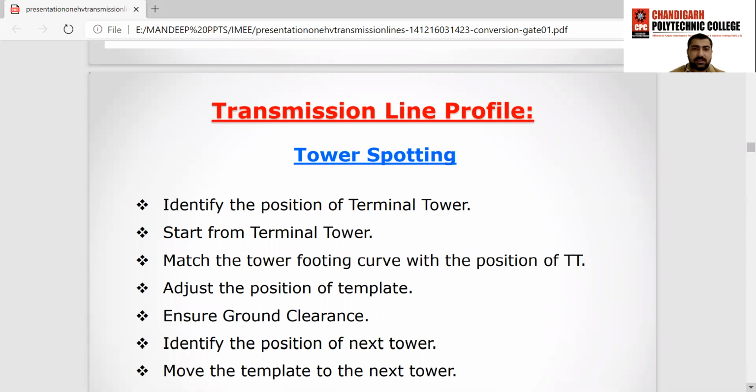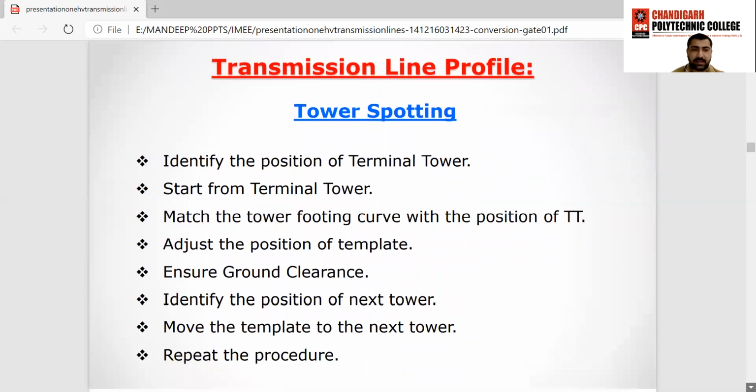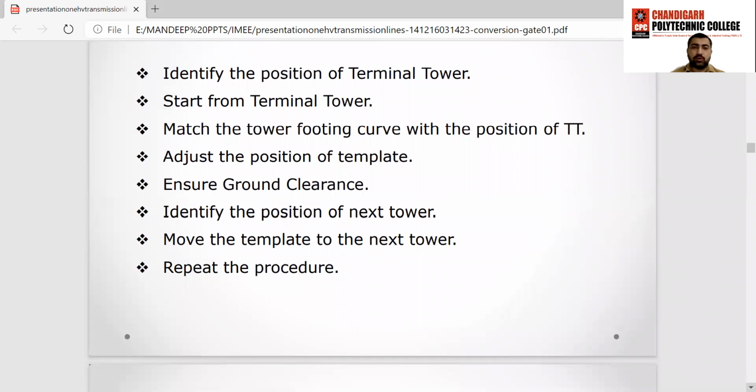Let us start with tower spotting. Identify the position of the terminal tower. Start from terminal tower. Match the power footing curve with the position of terminal tower. Adjust the position of template. Ensure ground clearance. Identify the position of next tower and move the template to the next tower. Repeat the same procedure for next tower.